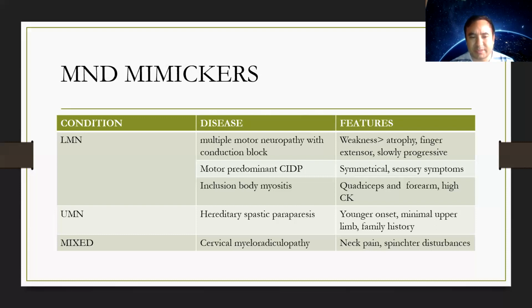The second condition is UMN predominant. Like if someone has paraparesis and there is increase in tone and spasticity, one possibility of that condition is hereditary spastic paraparesis.